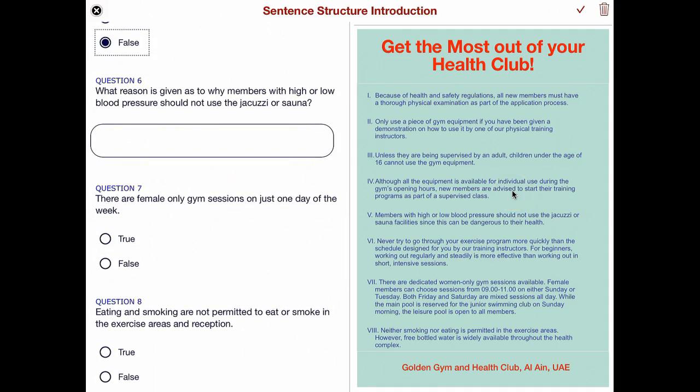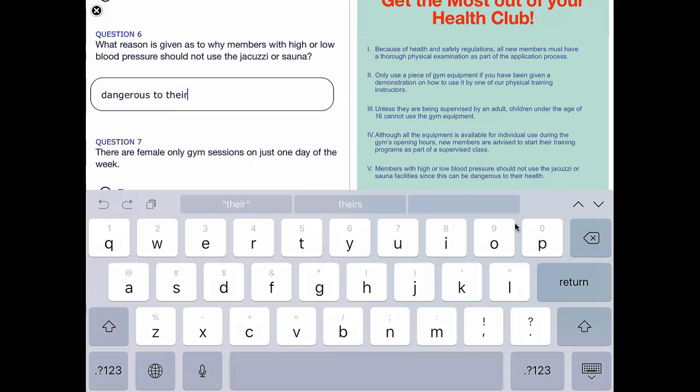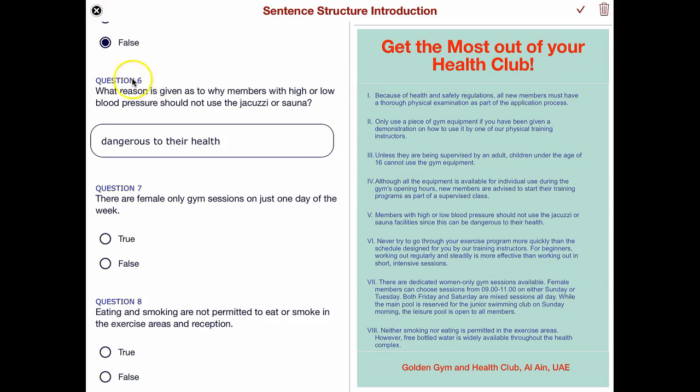And then here we have the word reason again. And that's going to bring us back to because. And we said that since can also be used as because. All right? Okay. Dangerous to their health. Or you can just say dangerous. Okay. What we're looking for here is that you can find what word marks the reason. And that's since.